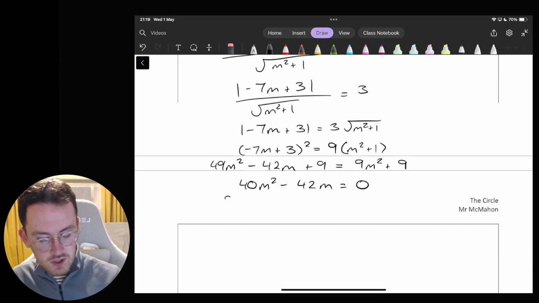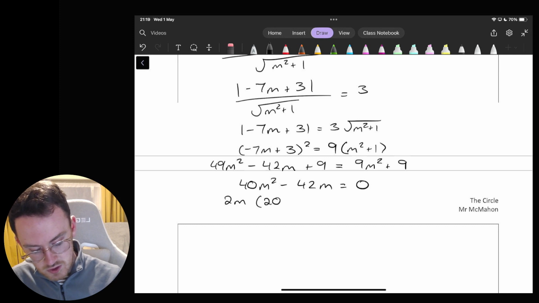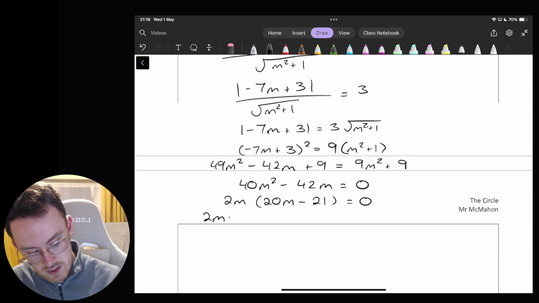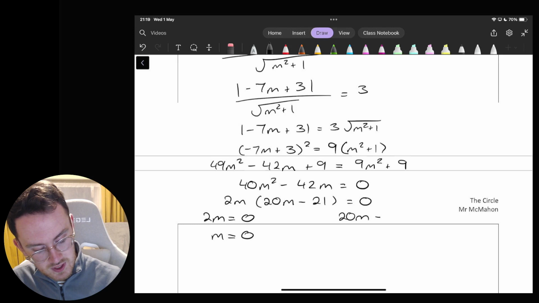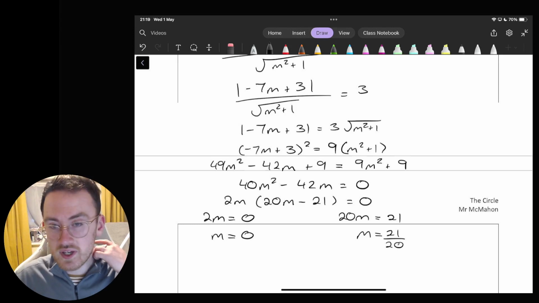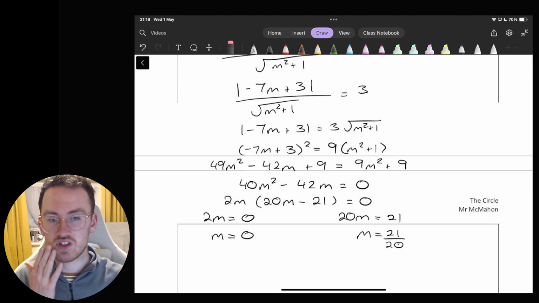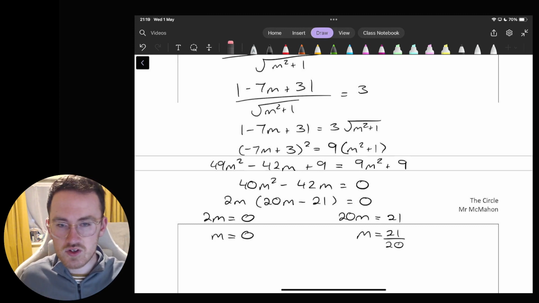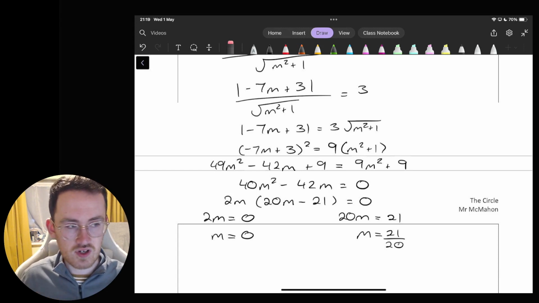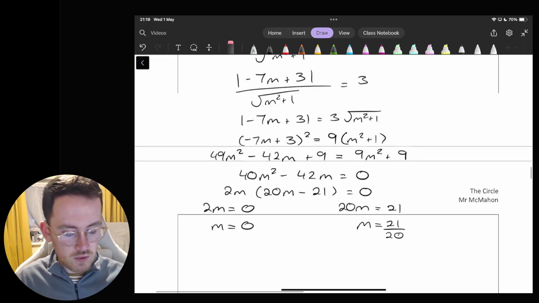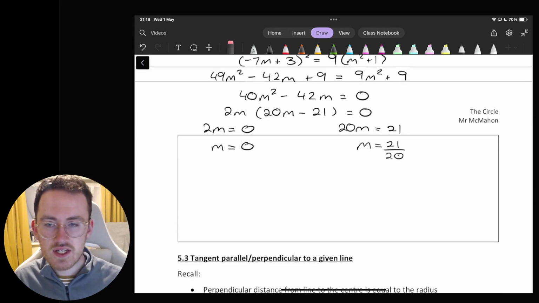Taking out a factor here, we could factor 2m, which would give me 2m times (20m minus 21) equals 0. So I get 2m equals 0, or m equals 0, and I get 20m equals 21, or m equals 21 over 20, as my two possible slopes that I could have here. A funny case for us here, but just to show that we don't always necessarily end up with those kind of strict values for m. Now, we should hopefully recognize that a slope of 0 is suggesting a horizontal line for us.